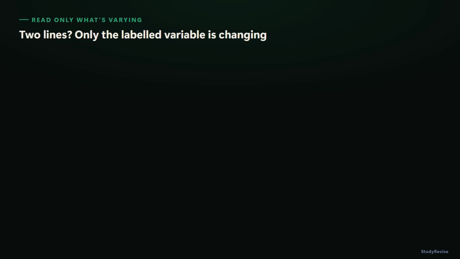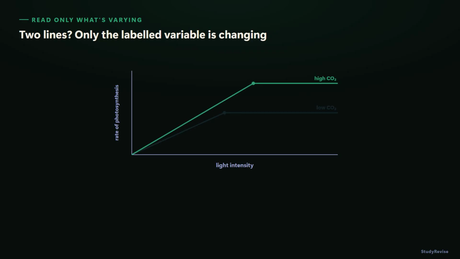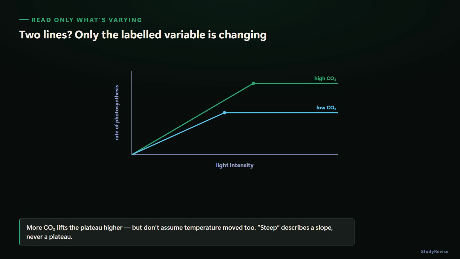A few more traps hide inside this same graph. If a question gives you 2 separate lines, say one for high carbon dioxide and one for low carbon dioxide, don't assume temperature is quietly changing too, just because light intensity is increasing along the x-axis. Read only what's actually varying. And when you're asked to describe the shape of the graph, steep describes a slope. Use it for the rising part, never for the flat part. The flat part is a plateau, not a steep plateau. Precise vocabulary, precise marks.